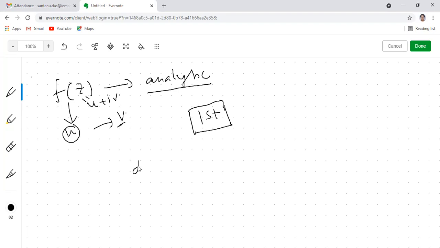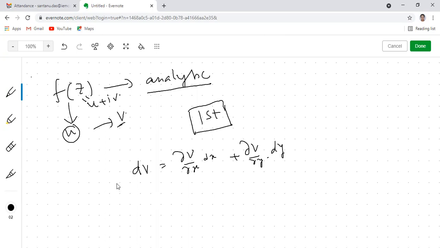We can write dv in the form of del v del x into dx plus del v del y into dy. This is called the total differentiation. Total differentiation means we are measuring the change of the function v with respect to both x and y. So the total differentiation of v, that is dv, can be expressed in terms of the partial derivatives of v with respect to x and y in that way. I think you have studied this in multivariable calculus.